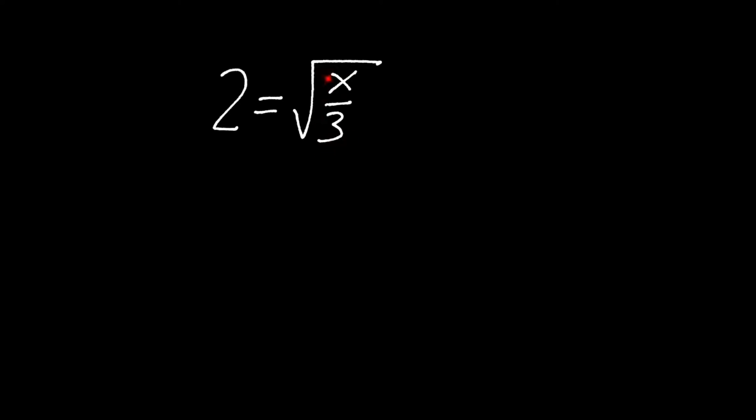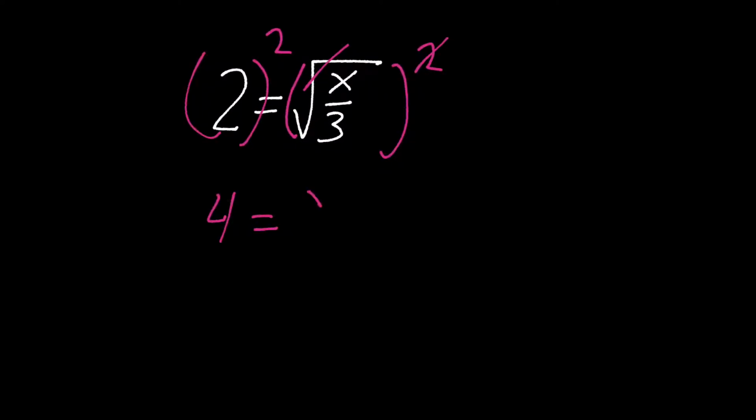But the fact that all of it is under the radical helps, because just like before, I want to get this x all by itself. So with all of this under there, I can do what I've done in the last couple examples and square both sides. That cancels out our radical, and we have 2 squared, which is 4, equaling x over 3.